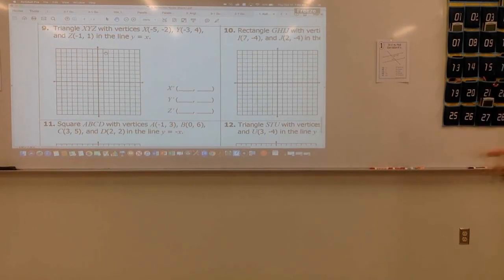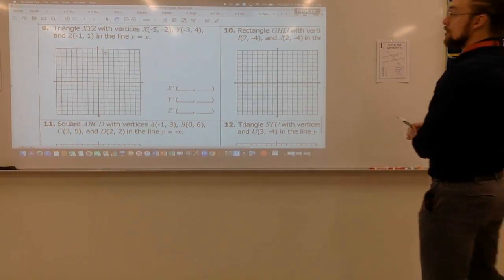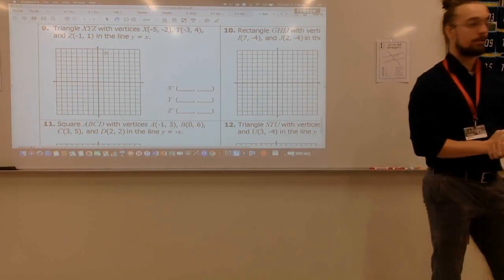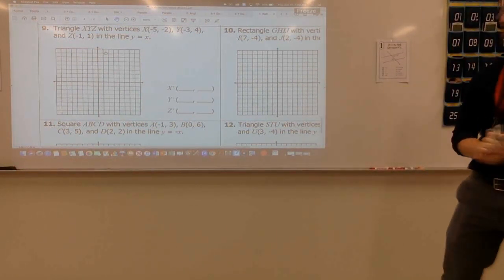One of the most popular AIR questions is to have you reflect across the line y equals x. Right? Something like that shows up on the AIR test almost every year.